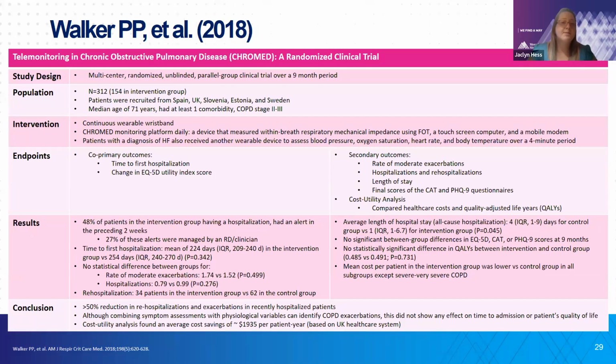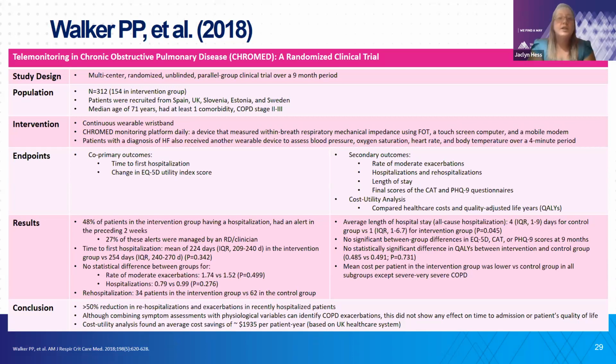So first, we have the telemonitoring and COPD CROMED study, which was a multi-center randomized unblinded parallel group trial that took place in Europe. So patients received this continuous wearable wristband along with what was a CROMED monitoring platform, which included a touchscreen computer and a mobile modem. And some patients also had concurrent heart failure, so they received a separate device that would pick up additional vitals so that they can differentiate between which symptoms or potential exacerbation the patient was having.